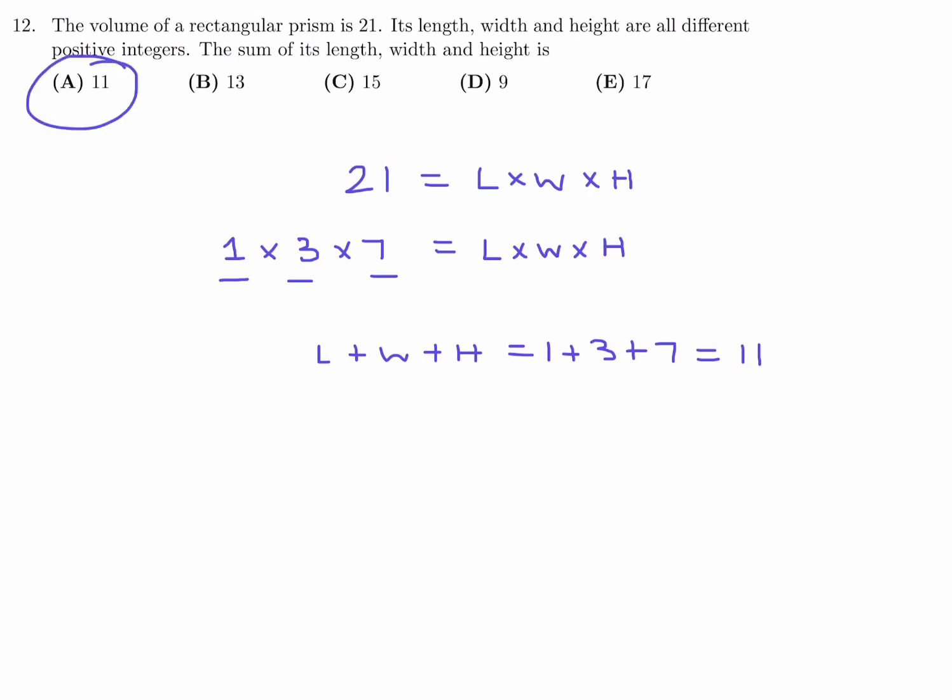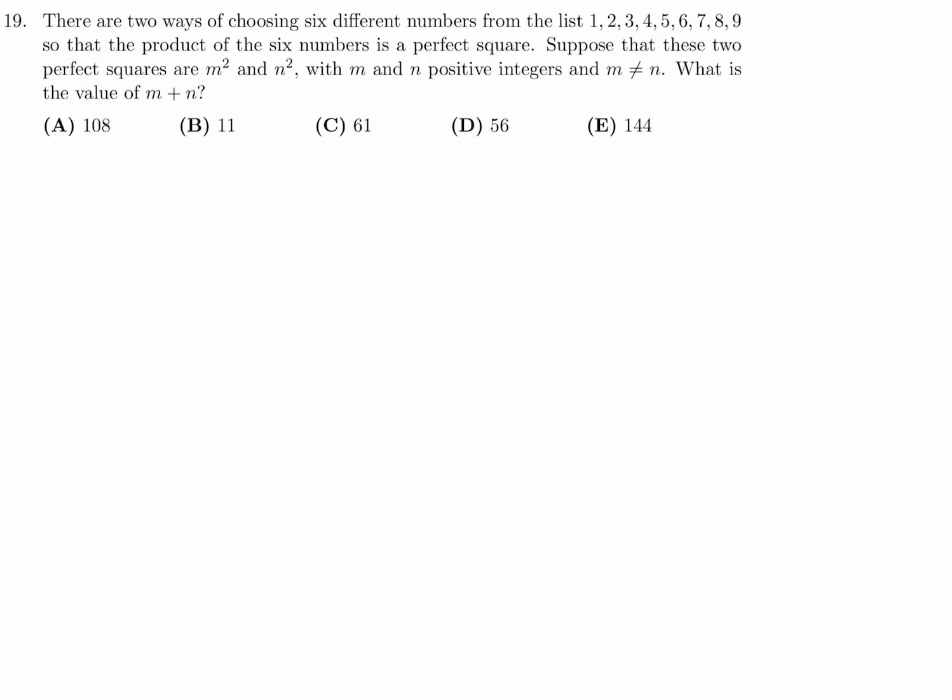There are 2 ways of choosing 6 different numbers from the list 1 through 9, so that the product of the 6 numbers is a perfect square. Suppose that these 2 perfect squares are m squared and n squared, where m and n are positive integers and m does not equal n. What is the value of m plus n?